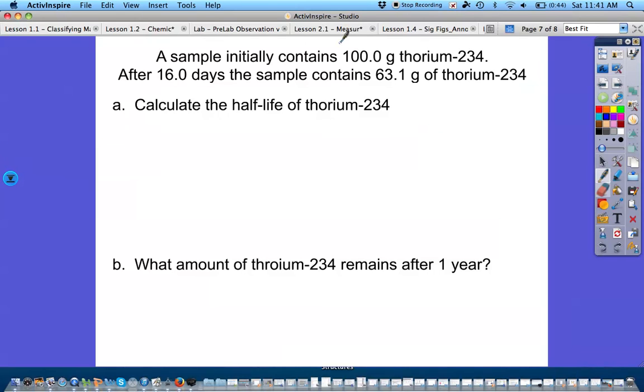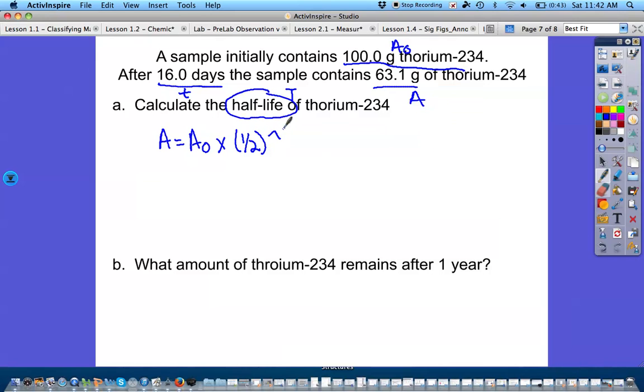This problem says a sample initially contains 100.0 grams of thorium-234. After 16 days, the sample contains 63.1 grams of thorium-234. And we want to calculate the half-life. So the half-life, that's big T. Little t is 16 days. A sub 0 is 100 grams. And 63.1 grams is A. So in our equation, A equals A sub 0 times 1/2 to the power of little t divided by big T.